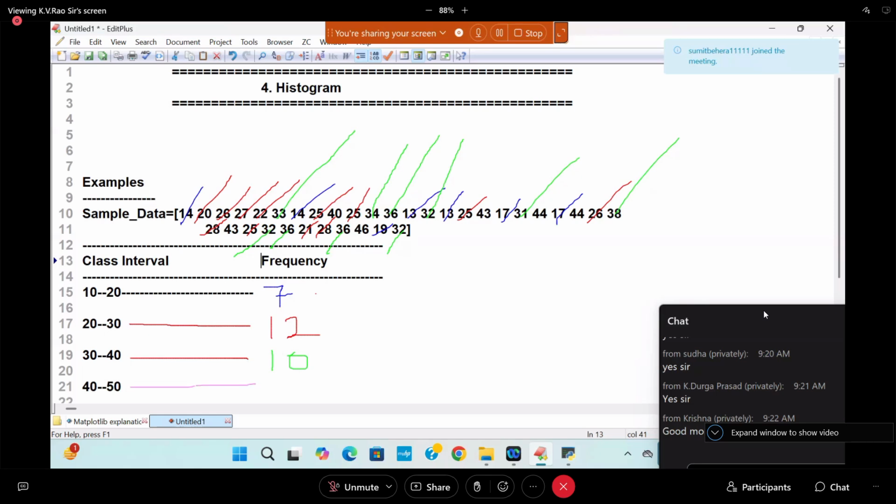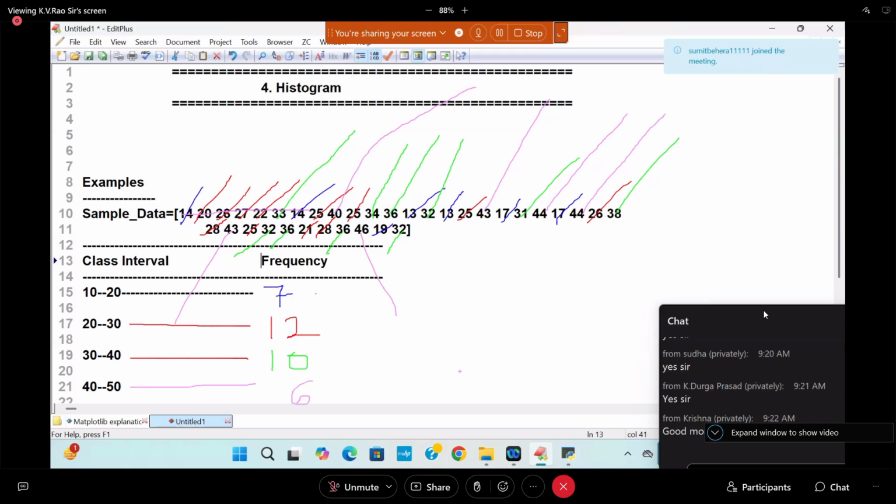Purple, I will take it. 40 to 60. 40, 41, 40, 43, 44, 44, 43, 46. How many? 6. Right. 1, 2, 3, 4, 5, 6. Yes, 6. What is this?